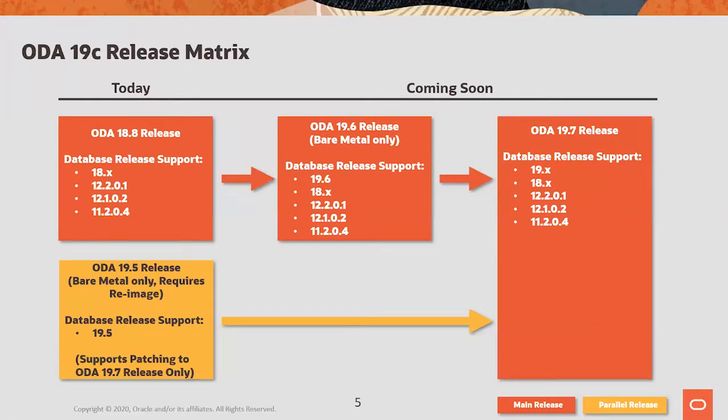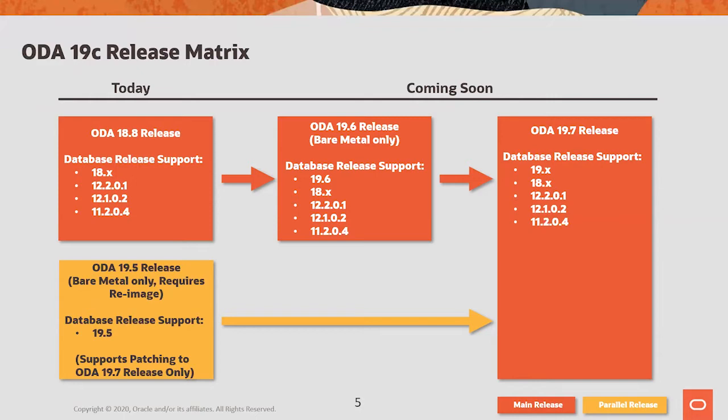But as I stated earlier, we will allow customers on 19.5 to patch to 19.7, which will be our next release after 19.6. That was an opportunity for customers to do some testing with 19c. It required a re-image, but to accommodate people and help them get into a regular maintenance and patching cadence, it's going to be an upgrade to 19.7. So that won't require another re-image, and that should be a good way to segue into a regular maintenance cadence.